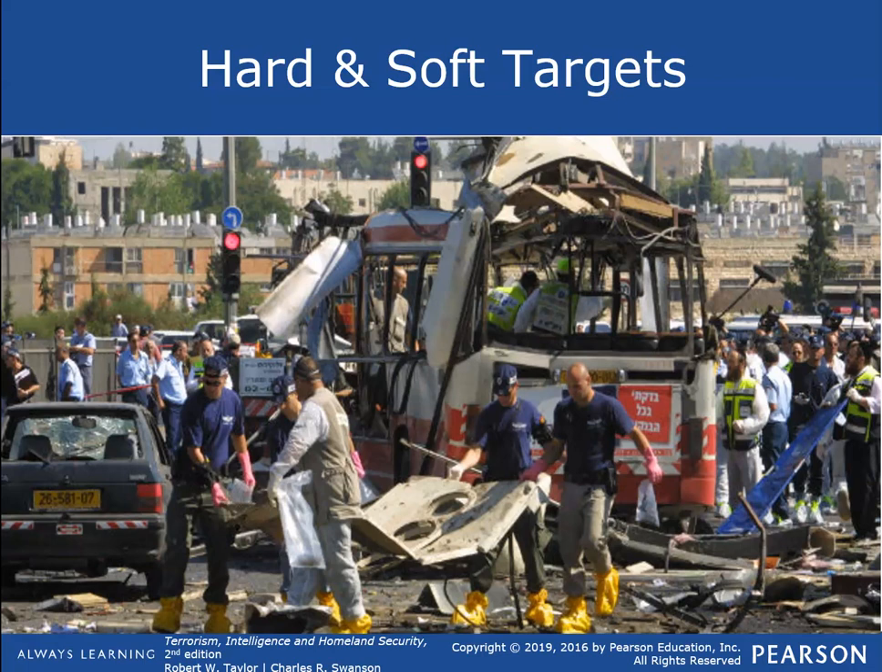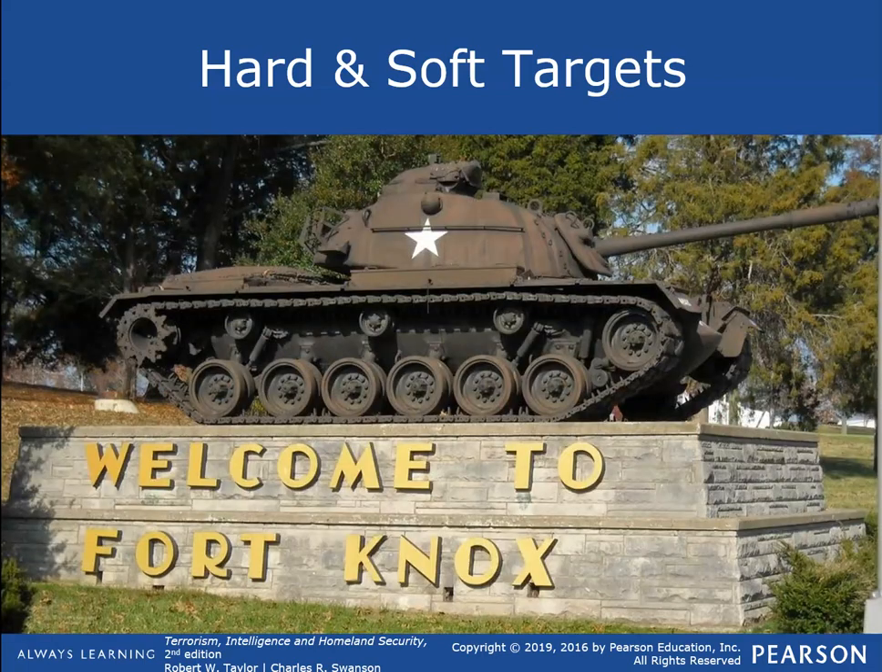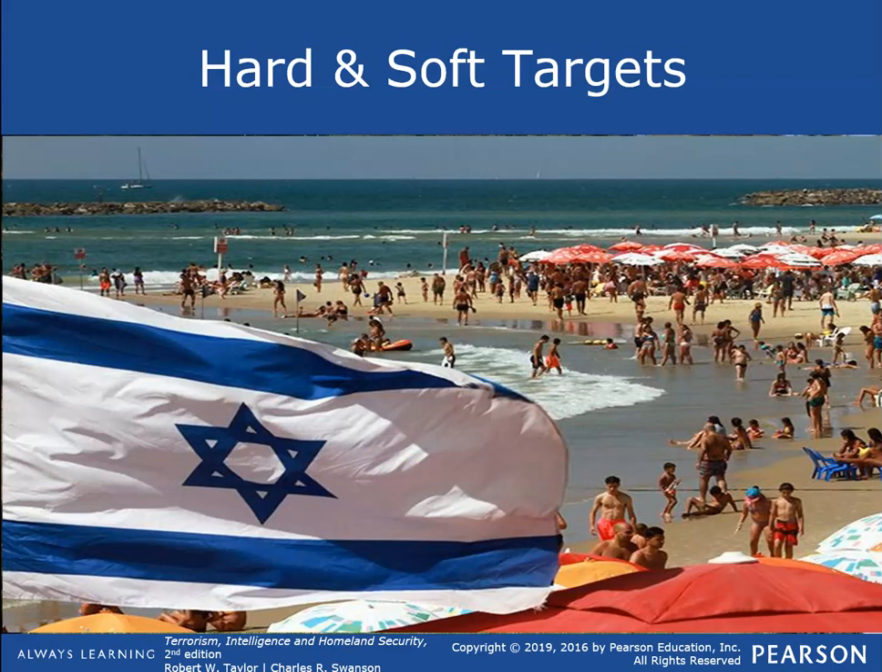A softer target might be a bus, like when I gave the example of Hezbollah's bombing of a bus in Bulgaria that had the Israeli tourists. There's really not much security, if you will, on this bus. So this is more of a softer target compared to maybe Fort Knox, where currency or gold, etc., might be stored. And you're going to have a harder time attacking one of these types of targets.